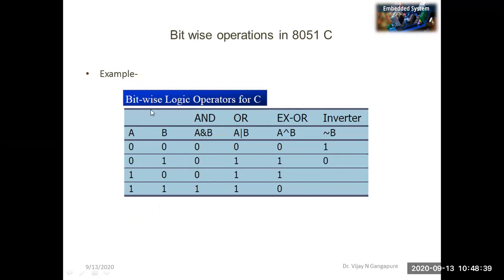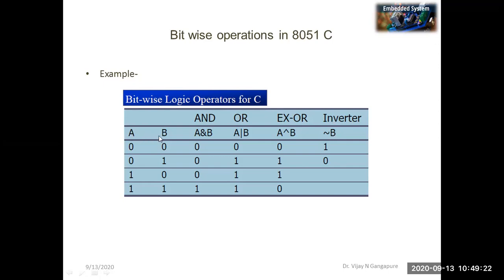Here is an example that illustrates how these bitwise logical operators operate when we use them in a program. For example, A and B represent single bits. A ampersand B means bitwise AND operator. What will be the result is given here. Then A bar B means bitwise OR operator, under which the result is given. A caret B means bitwise XOR operator, and tilde B means bitwise inversion operator.